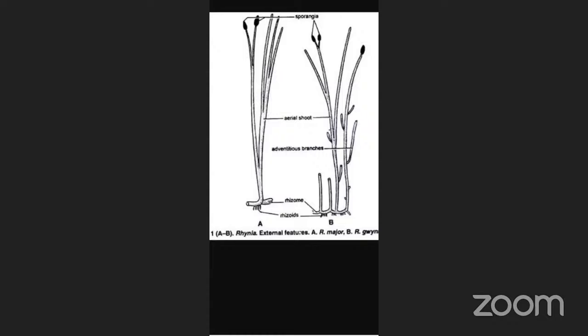Here both species of plants have herbaceous structures. Rhynia major is the largest species with the aerial stem, measuring around 50 centimeters in height. And the other species, that is Rhynia gwynne-vaughanii.